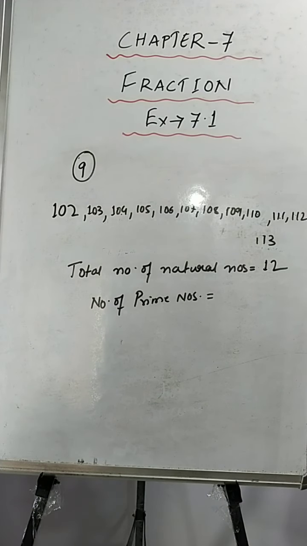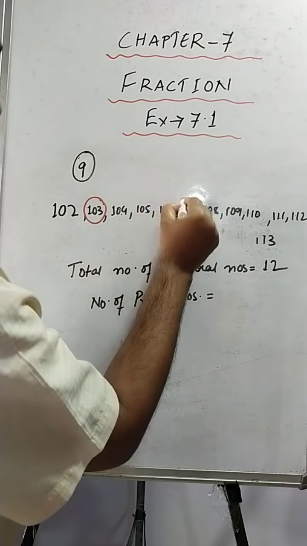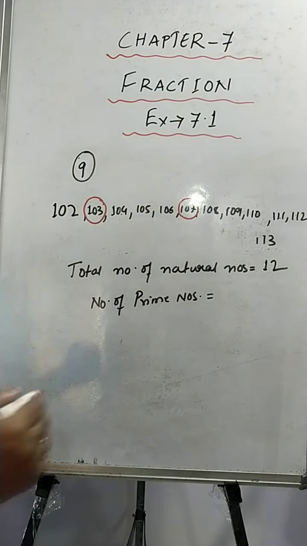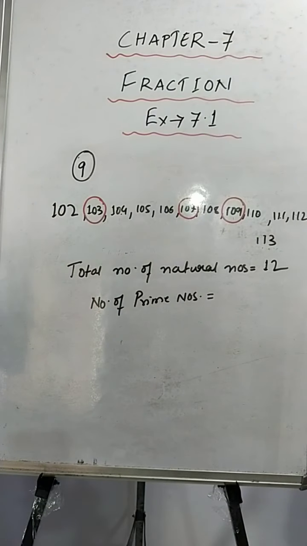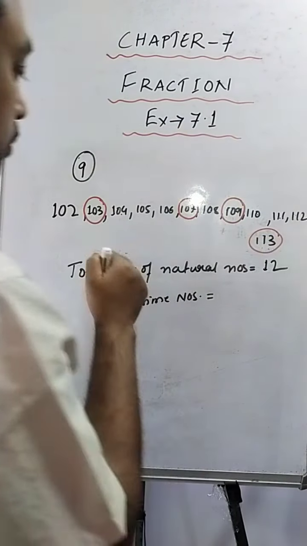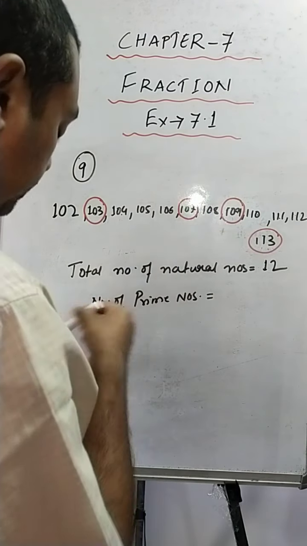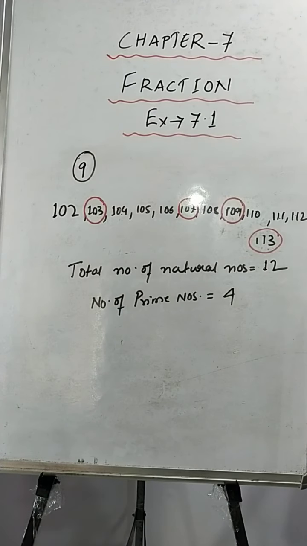So the first prime number is 103, students. 103. Then I believe 107. Then I guess 109. Okay. And then 113 itself will come. So 1, 2, 3 and 4. So these are all the prime numbers. So you can write there are 4 prime numbers.